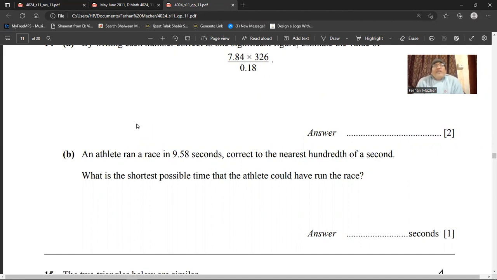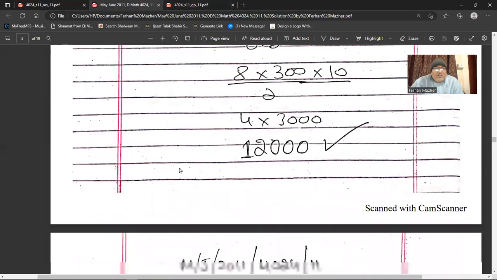So you take 0.01 second and divide it by 2, you get 0.005. You add 0.005 to this reading to get the upper bound of this time, and when you subtract 0.005 second from 9.58, you get the lower bound of this time.